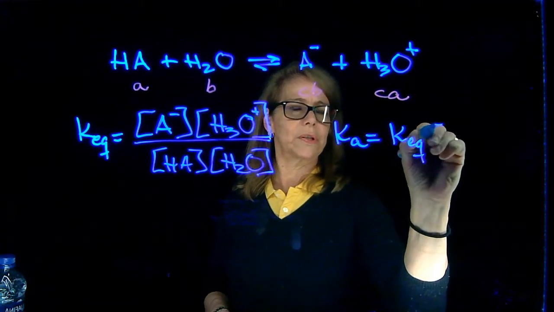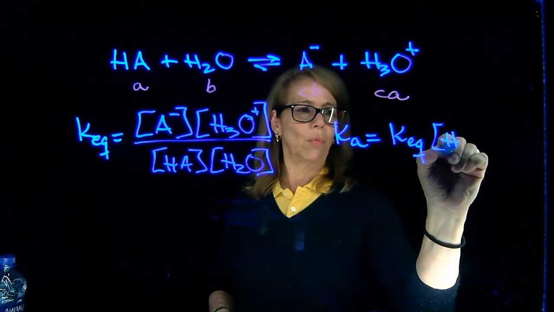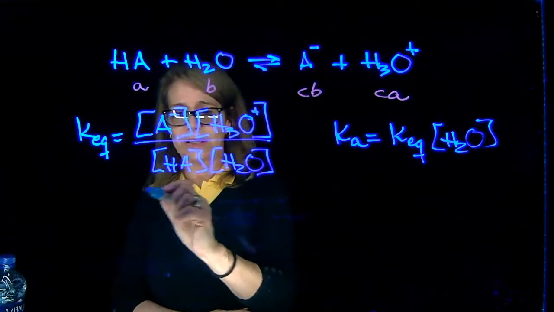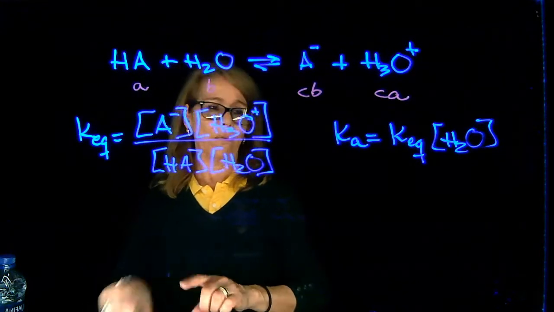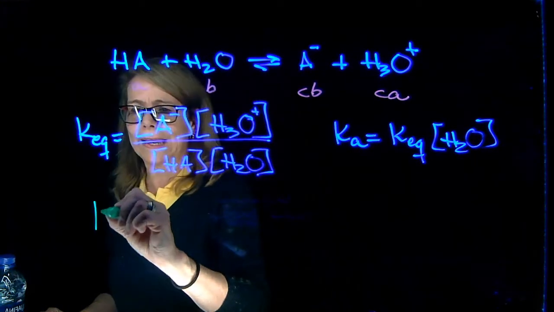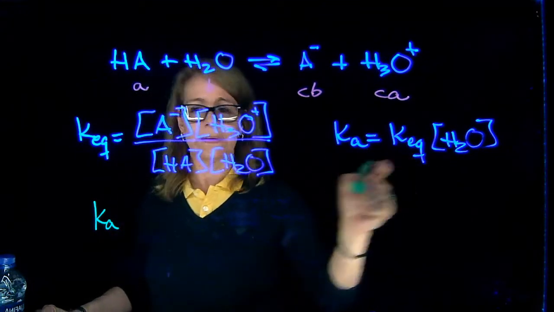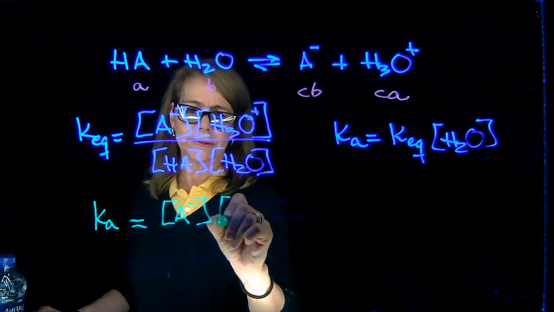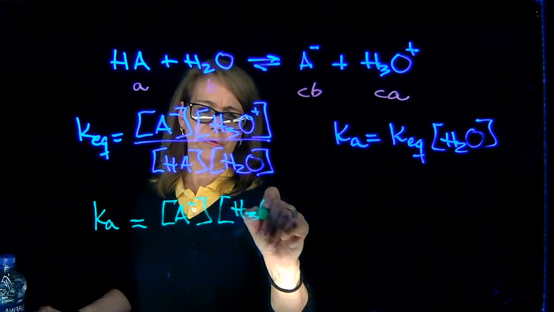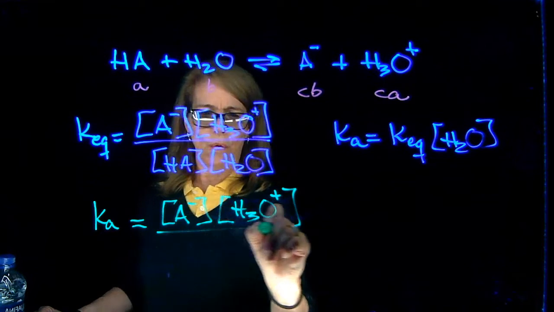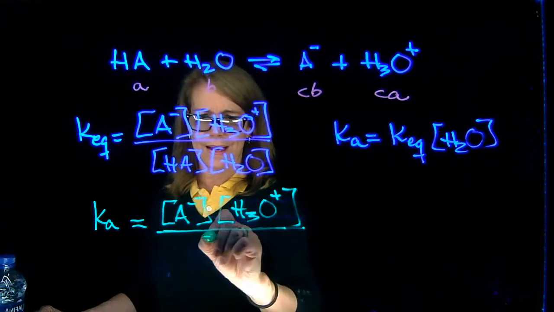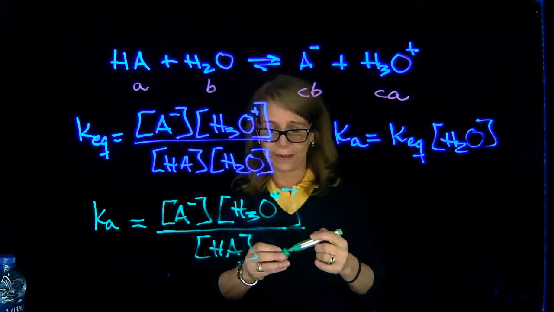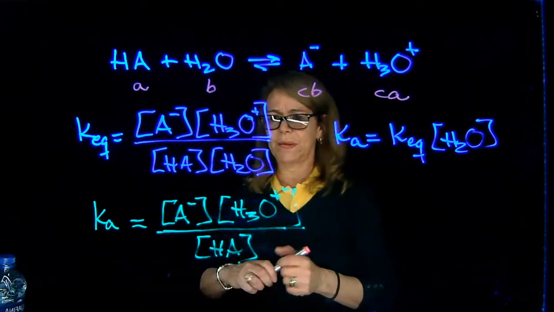the concentration of water times the equilibrium constant. And doing rearrangement of these equations, we can write now Ka as, regrouping and using that definition, Ka equals the concentration of A negative times the concentration of hydronium over the concentration of the acid. So let's think about what is the meaning of this equation.